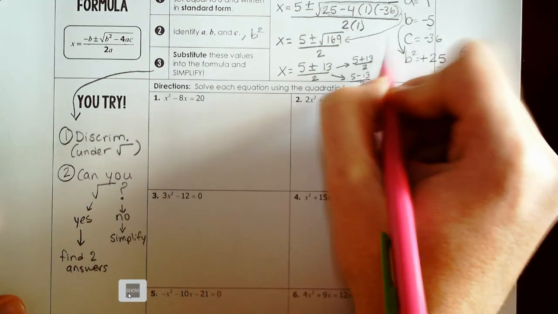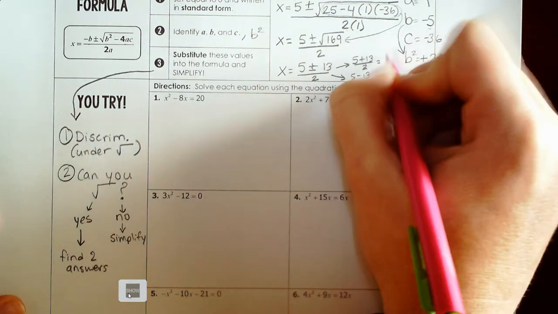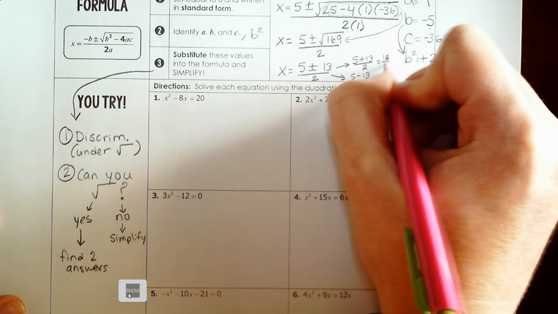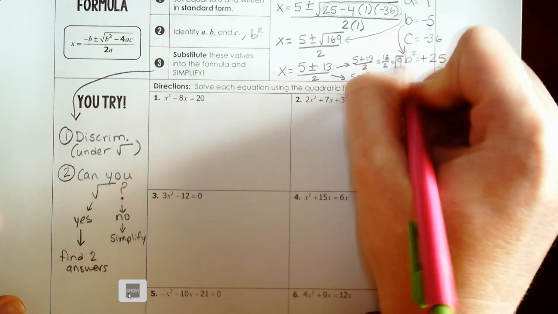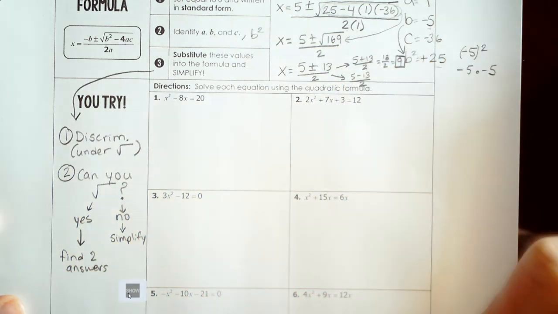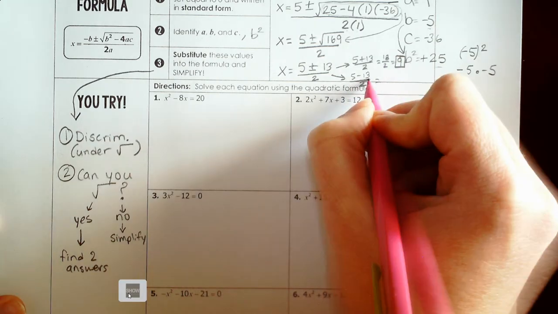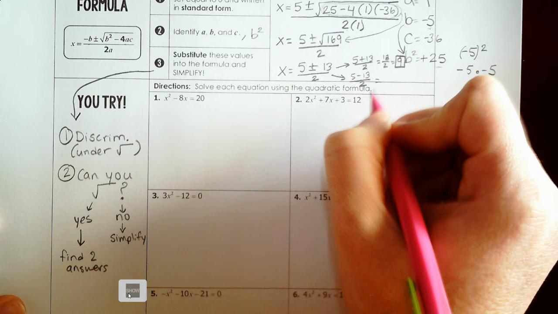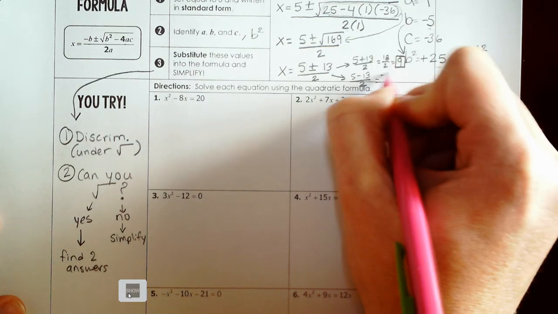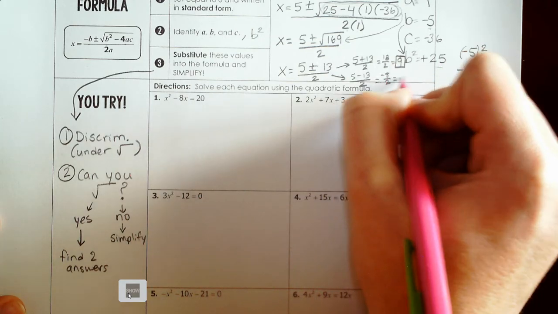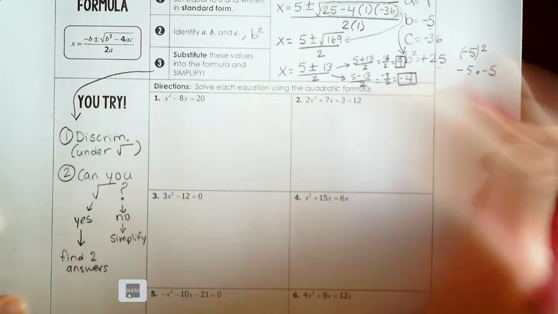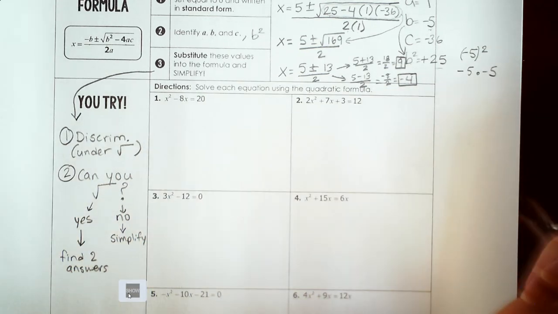All right, so 5 plus 13 is 18 over 2 equals 9. And then 5 minus 13 is negative 8 over 2, which is negative 4. So those would be our two answers, 9 and negative 4.